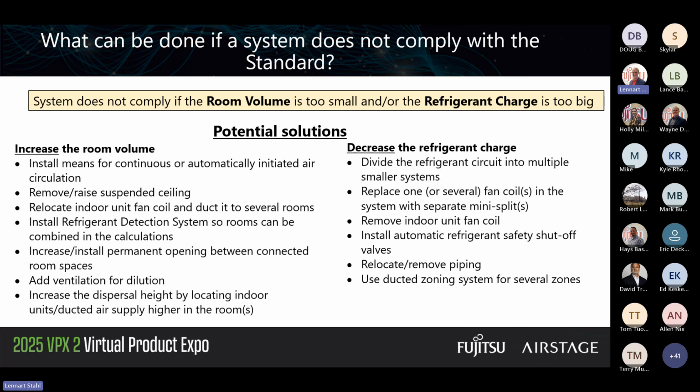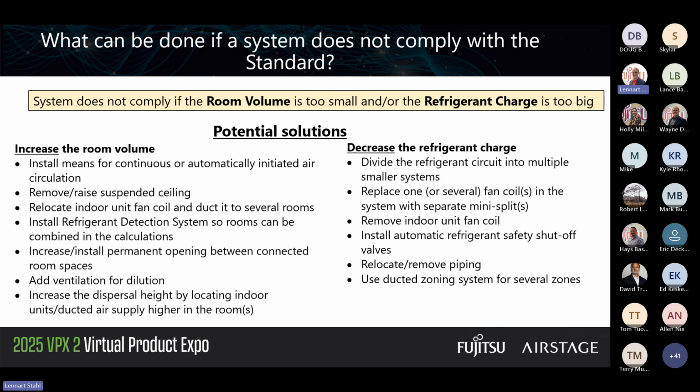Well, in general, it's either the room volume is too small or the charge is too big if you don't comply. And there are different ways to address that, whether it is a mini split system or especially a VRF system. You can start the air circulation, first point there. You can perhaps remove or raise the suspended ceiling. We saw that on a slide earlier. You can perhaps relocate the fan coil and duct it to several rooms.